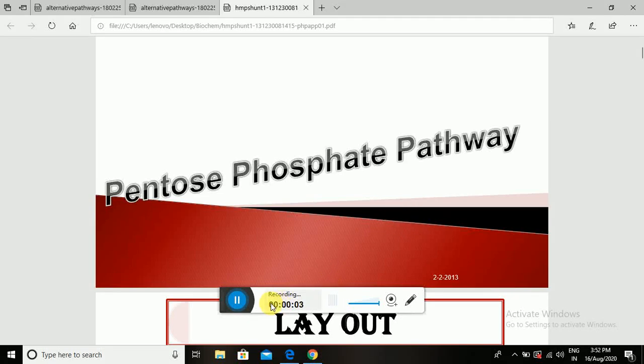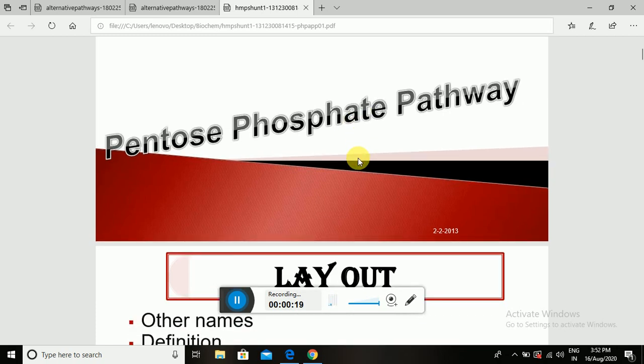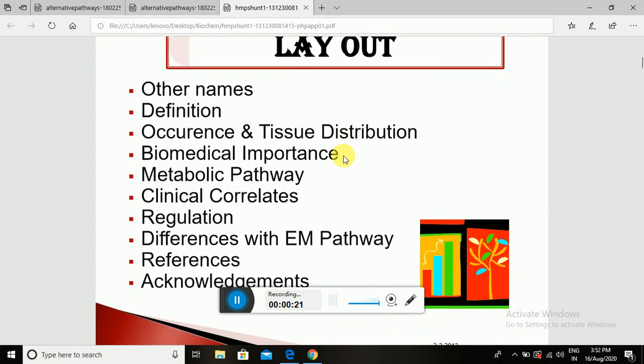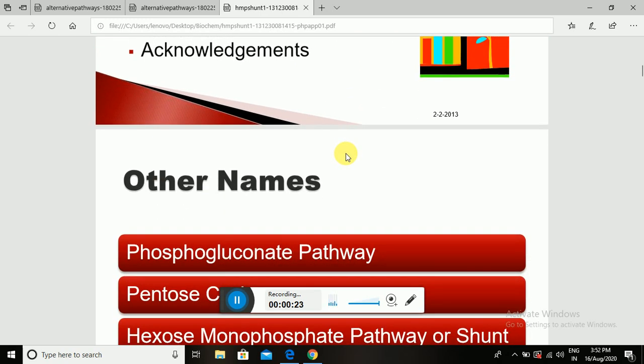Hello friends, today we are going to discuss the pentose phosphate pathway, also known as the HMP pathway. Initially we have to discuss glycolysis and the phases of glycolysis. Each and every cell has an alternative pathway for the breakdown of glucose. Glycolysis converts glucose into pyruvate with a net gain of 2 ATPs and also 2 NADH.